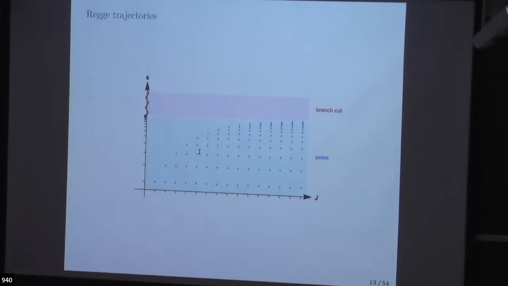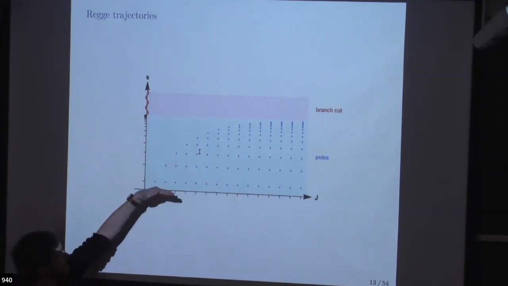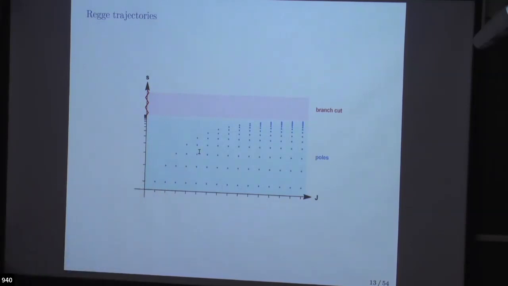Okay, thanks. But of course it's only fair I show you the Regge trajectories. The usual linear Regge trajectory of the Veneziano amplitude now gets curved, and such that they all asymptote towards this accumulation level from which the branch cut begins.